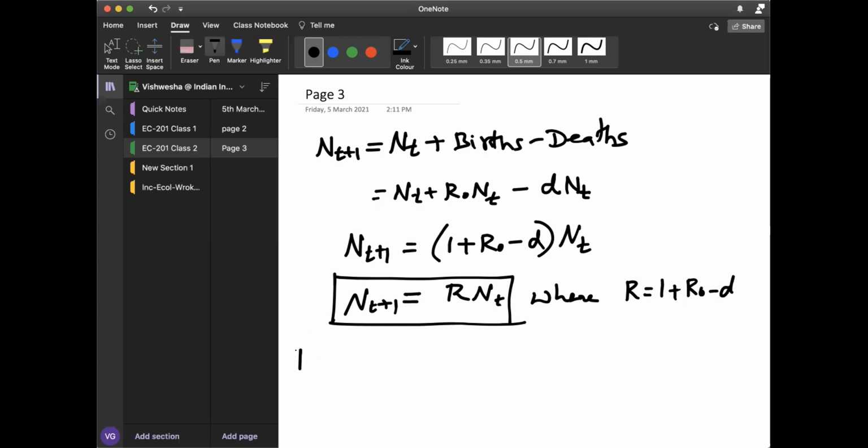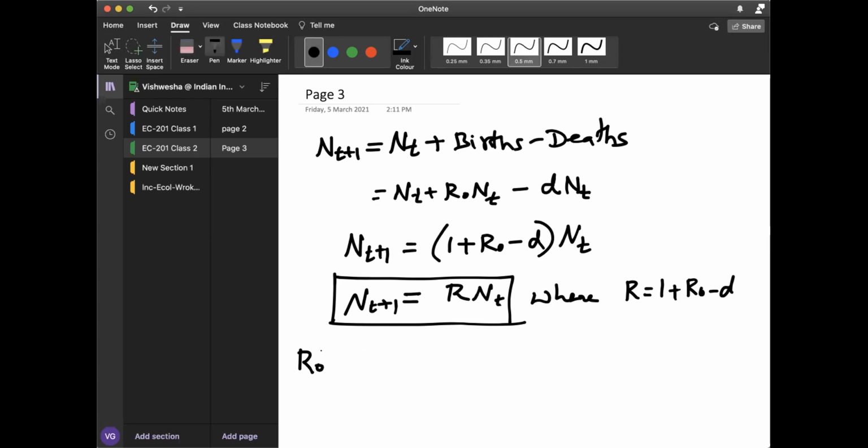So what is the possible range of values that R0 can take? So R0 is the number of offspring that an individual in the previous generation produces, right? What's the possible range of values that R0 can take? Can somebody answer this question? Try to guess. Greater than 0? Okay, it has to be greater than 0, absolutely right.